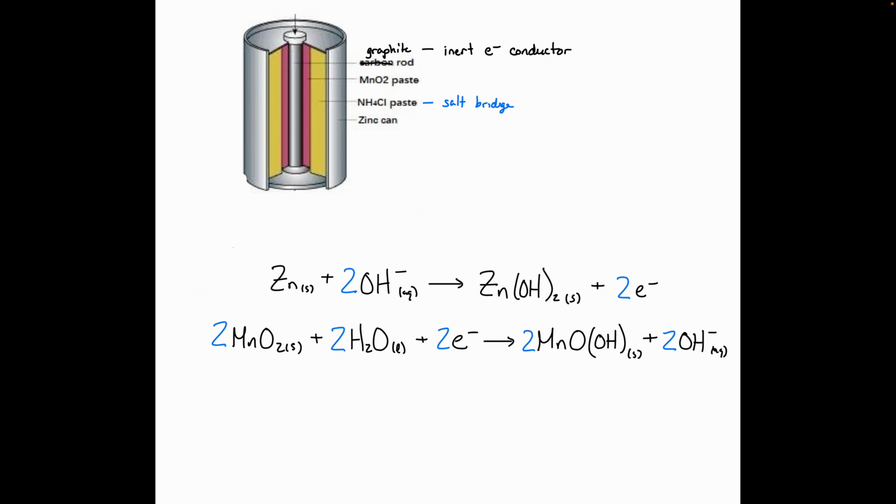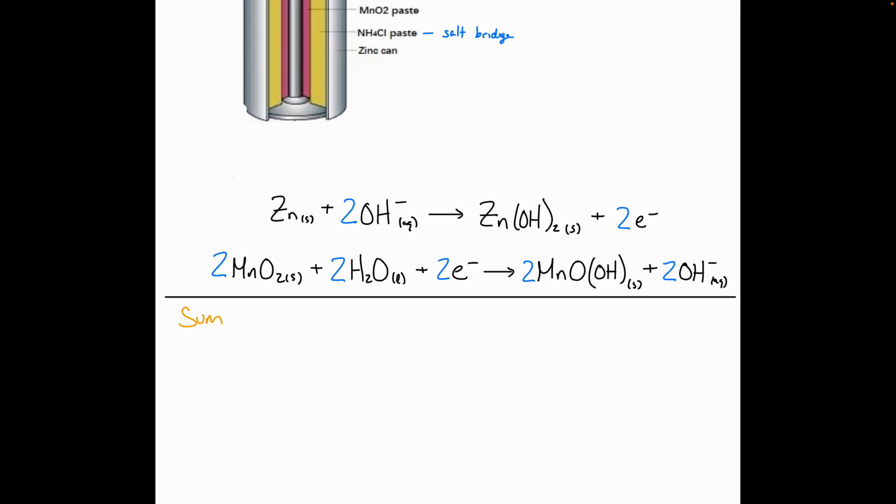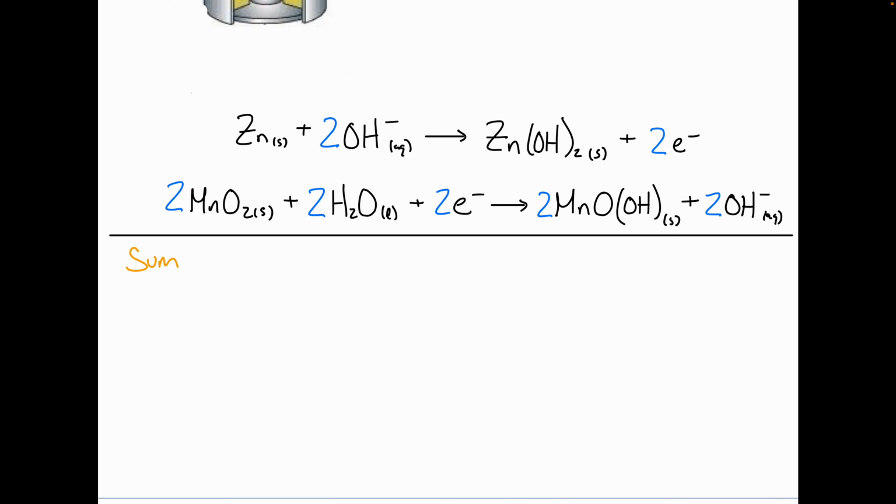All right, so given these 2 half reactions, I want you to do 2 things for me. One, I want you to sum these up and give me the overall chemical reaction that's taking place in a dry cell battery. All right, and then I want you to label which reaction is taking place at the anode and which reaction is taking place at the cathode.